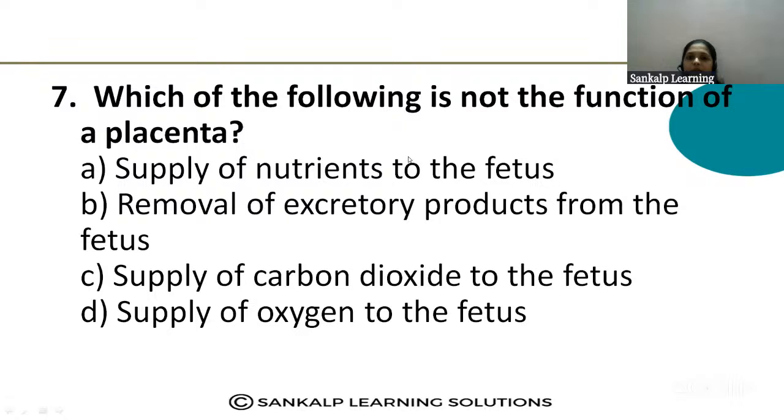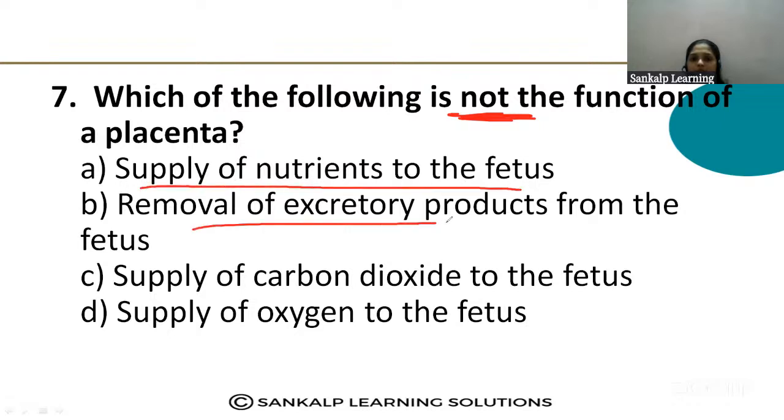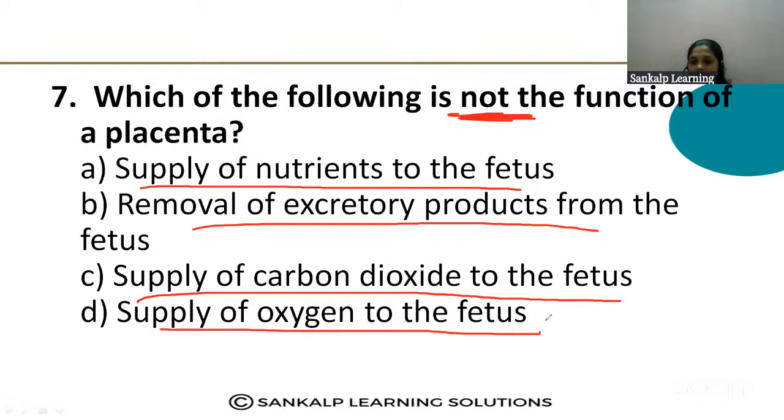Seventh question. Which of the following is not the function of the placenta? Read the question properly. Supply of the nutrients to the fetus, removal of excretory products from the fetus, supply of the carbon dioxide to the fetus, supply of the oxygen to the fetus. What is the correct answer? Write the correct answer in the comments.